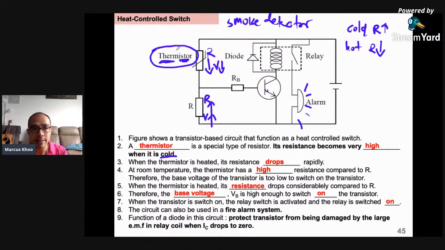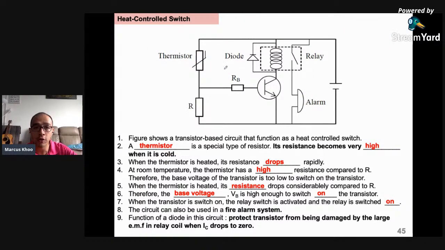Dalam situasi biasa, in room temperature for example, the resistance over here is high. Because thermistor dia punya function memang begini. Its resistance becomes very high when it is very cold. So because of the resistance high, the voltage will always be higher than here. Here will be low voltage. Sini low voltage, transistor switch off, alarm, no sound.